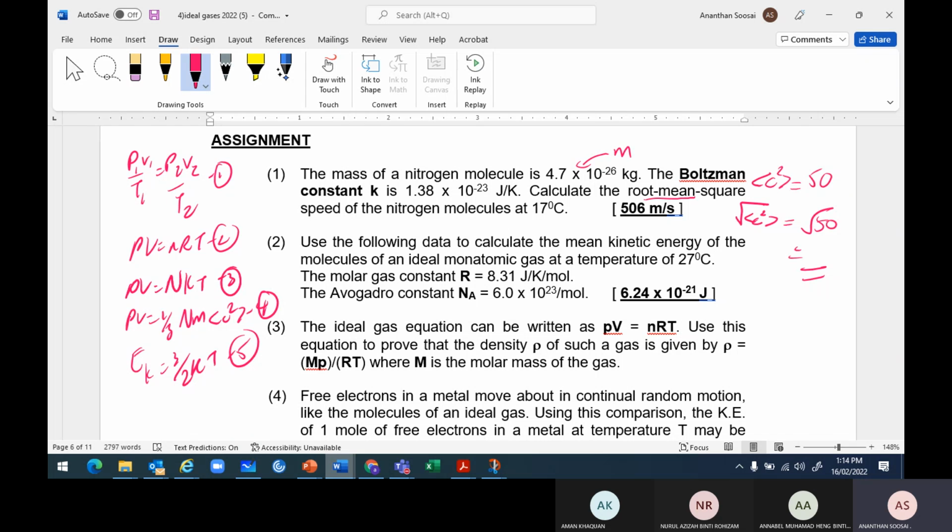You should get 506 meters per second. Get the working. You can discuss with your friends if you want. Maintain SOP. Which formula is the best to be used? Calculate the root mean square speed for the nitrogen molecule at 17 degrees Celsius.